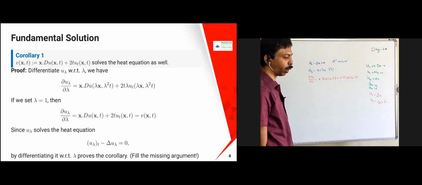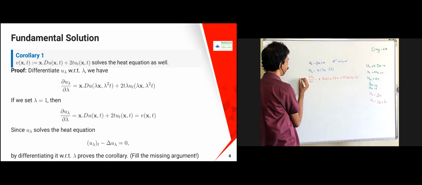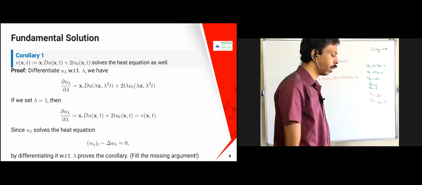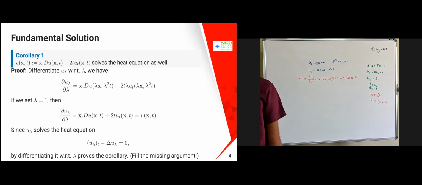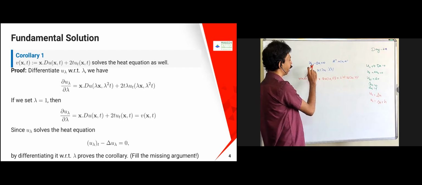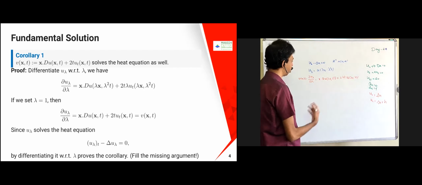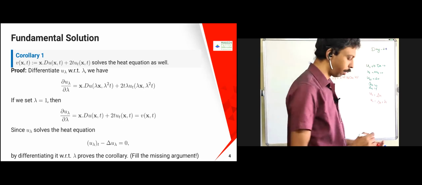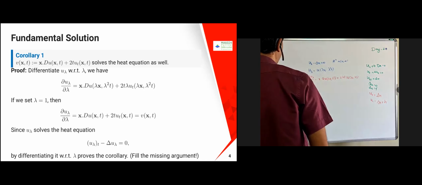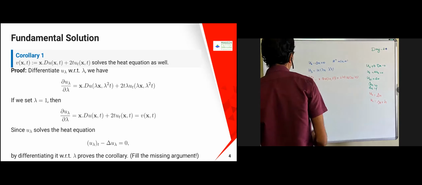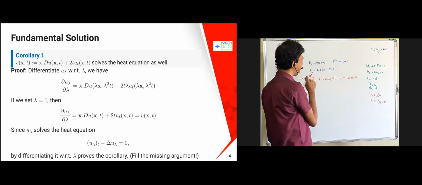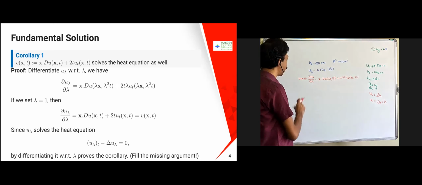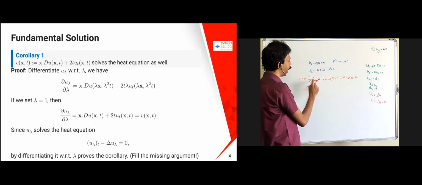So if I define this as v of x comma t, v of x comma t equal to dou u lambda by dou lambda, then you can claim that this is also going to satisfy the heat equation, Vt minus delta V equal to 0. Since u lambda is satisfying it, in the previous theorem we already proved that u lambda satisfies the heat equation. Now if I find Vt, this is going to be over t.